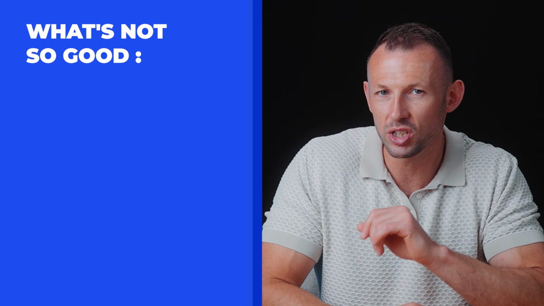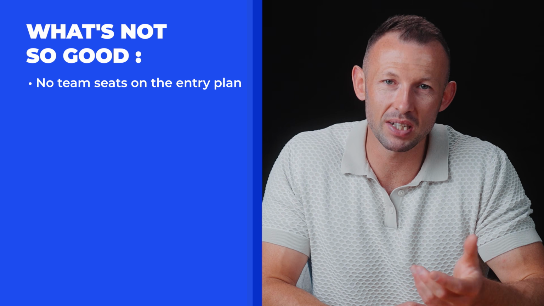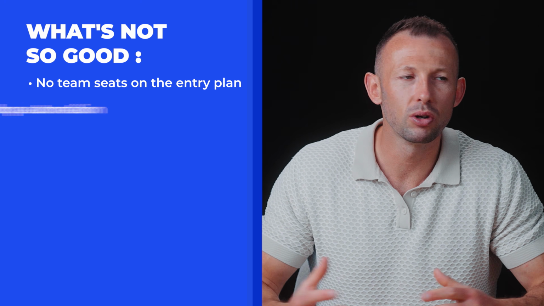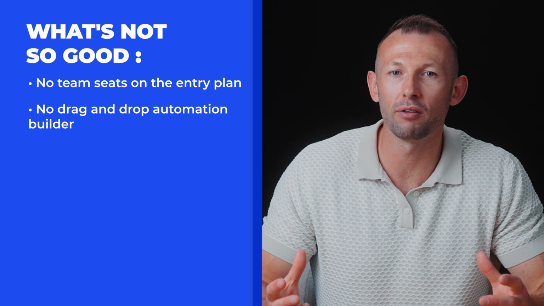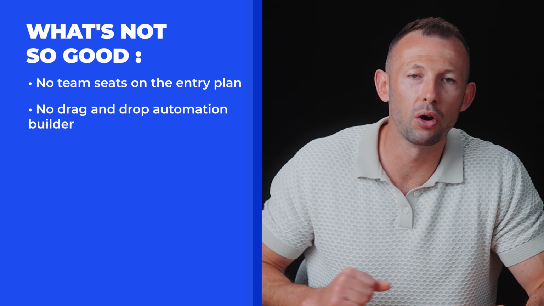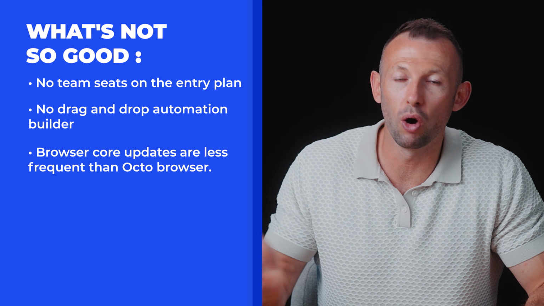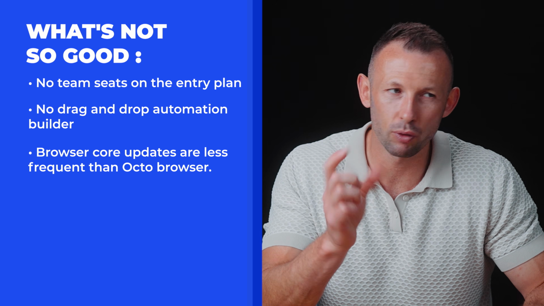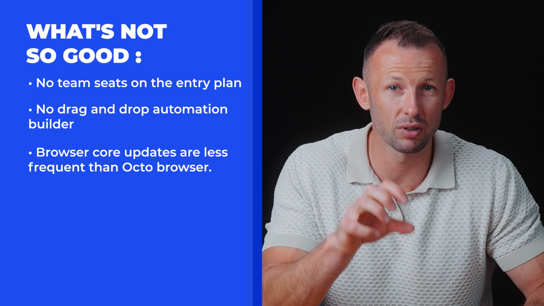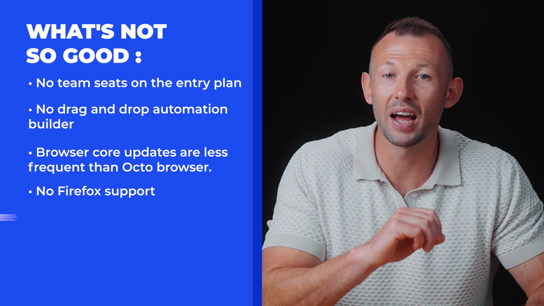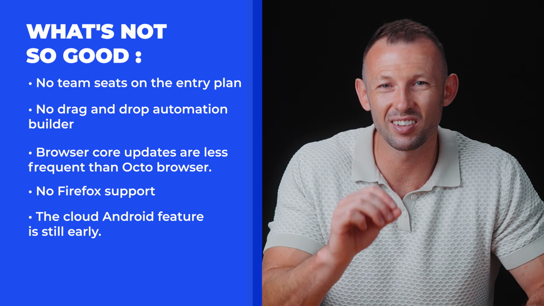But what's not so good? Well, there's no team seats on the entry plan, which creates a real barrier for small agencies. There's no drag and drop automation builder for users who need no-code RPA. Browser core updates are less frequent than Octo browser. A fair criticism, even if the test results are better. There's no Firefox support, and the cloud Android feature is still early.